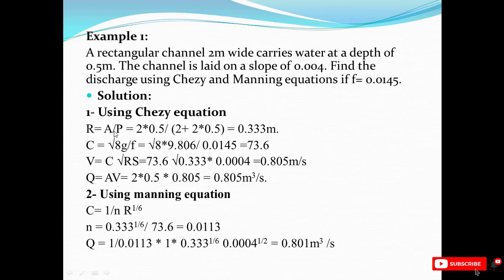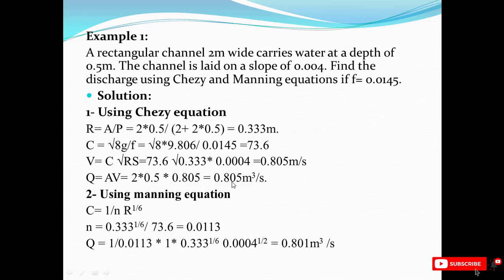R equals A over P. Because it's rectangular, 2 times 0.5 is A. P is equal to b plus 2y. This gives R of 0.33. C equals root of 8g over f. We have f, so we can find C and then apply the equation to find the velocity. Then Q is equal to AV. We have A, which is 2 times 0.5, times the velocity, which gives the discharge.